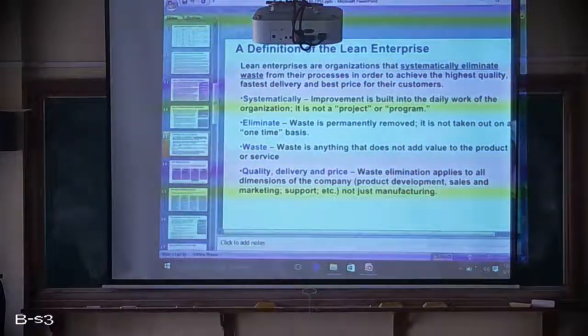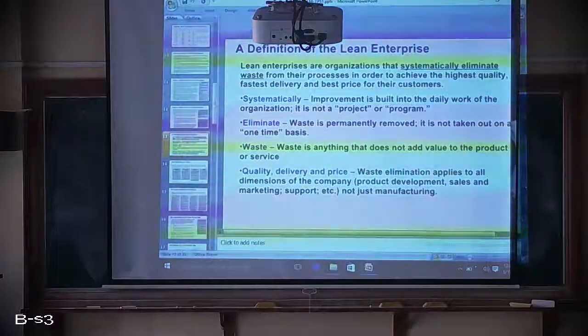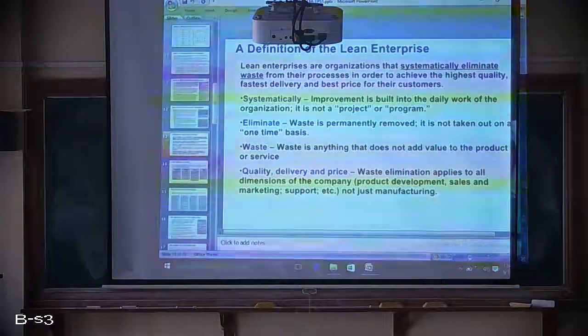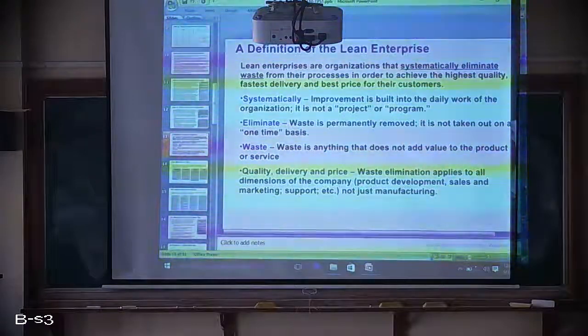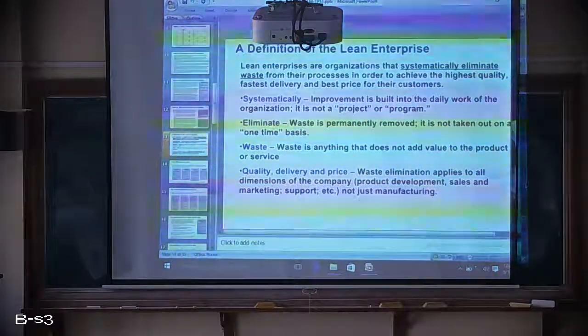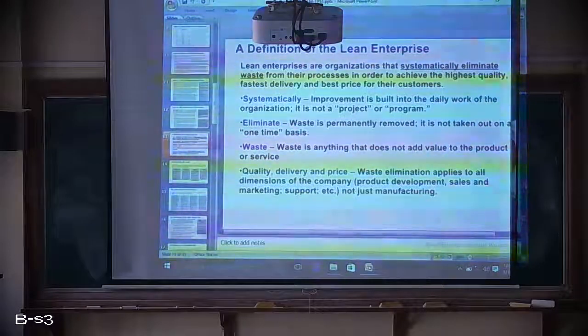What do you mean by the enterprise? I told you about lean initiatives, lean principles, lean manufacturing, value streaming, all the tools. So what do you mean by lean enterprise? Lean enterprises are organizations that systematically eliminate waste from their processes in order to achieve the highest quality, faster delivery, and best price for their customers.